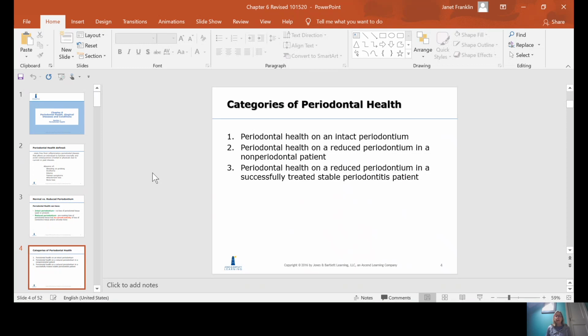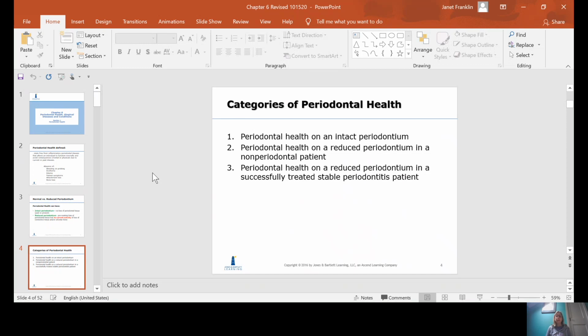So we have periodontal health on an intact periodontium. That's the patient that never had periodontal disease. We have periodontal health on a reduced periodontium in a non-periodontitis patient. I'm going to get to that category in a minute. Then we have periodontal health on a reduced periodontium in a successfully treated stable periodontitis patient. This is the patient we just talked about that had a past history of periodontal disease, and now everything is stable and they are showing no signs of clinical attachment loss.